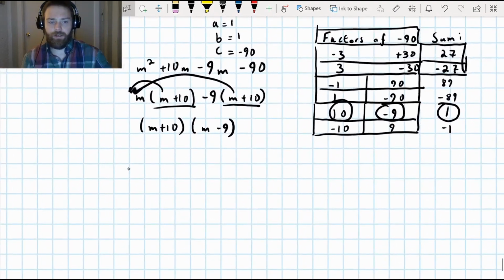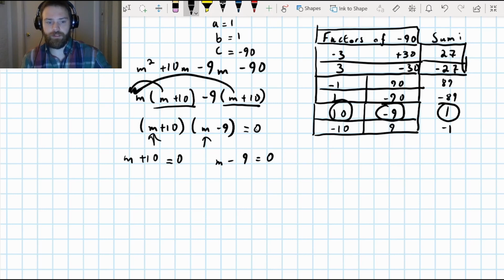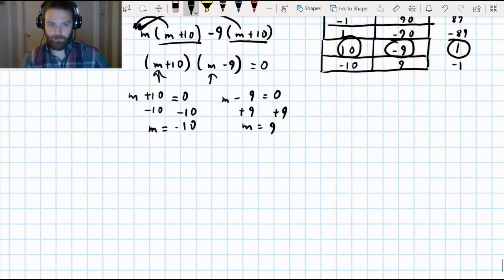And so in this case, the two zeros of my quadratic would be 9, right? Because if I plug 9 in this, I'm going to get 0. And if I plug negative 10 into this, I'm going to get 0. Or I can just set the entire thing equal to 0, and I can solve these two equations. So I'm going to explain it that way. So m plus 10 is set equal to 0, and m minus 9 is equal to 0. So if I subtract 10 from both sides of this equation, I get m equals negative 10. And then if I add 9 to both sides of this equation, I get m is equal to positive 9.